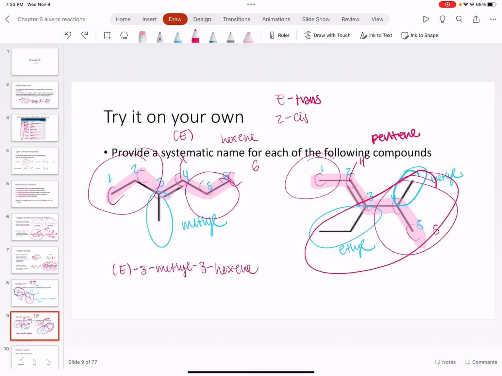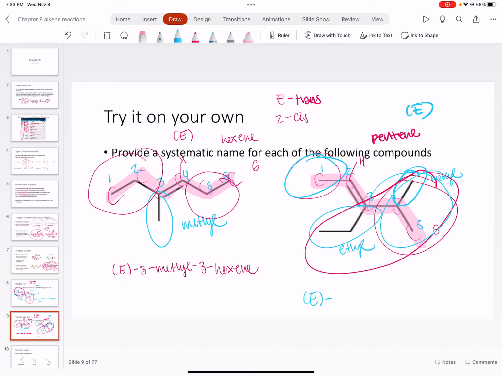I wanted to erase that circle, but it seems like I can't. But let's see, if we think about this one, it's going to be on this side, and this one's going to be on this side. Therefore, I feel like we're going to have an E relationship, or a trans relationship. So we can begin naming it. We're going to have E.